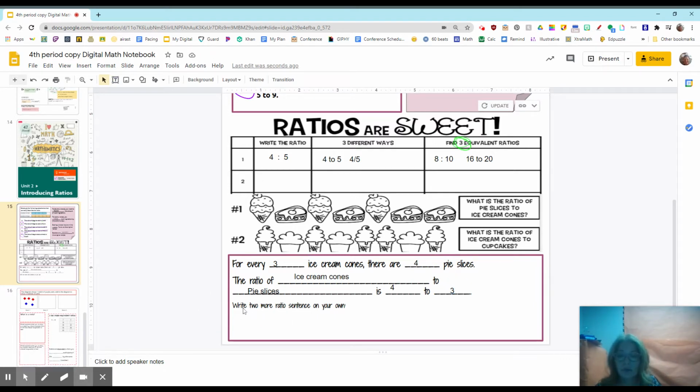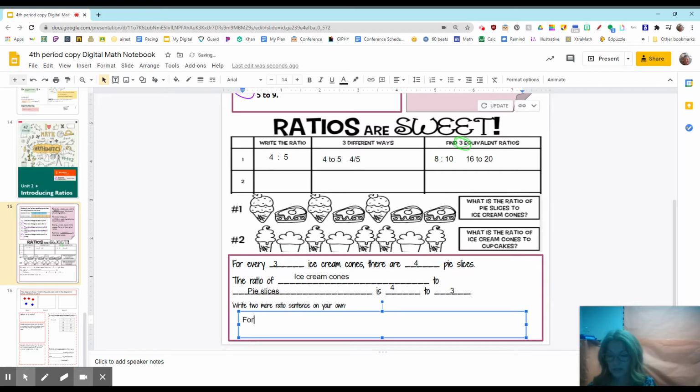Okay, and then down below here it says you need to write 2 more ratio sentences on your own. So you're going to follow the same pattern using the sentence stems. This will be on the quiz. So you could have one that starts as 4 for every blah, blah, blah. You're going to follow the same pattern. Your other sentence could be the ratio, and use your same information, either pie slices and ice cream cones or ice cream cones to cupcakes.